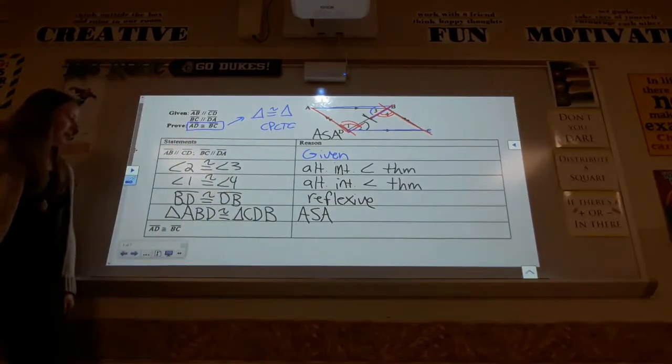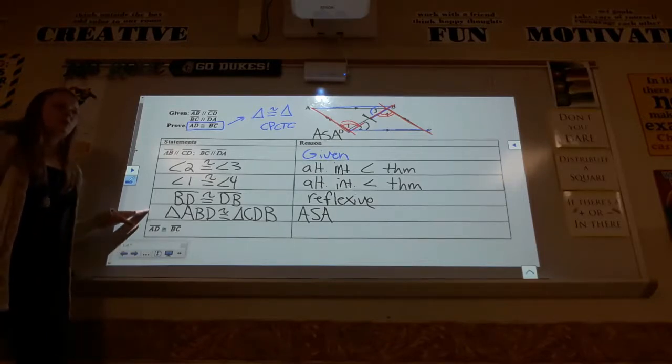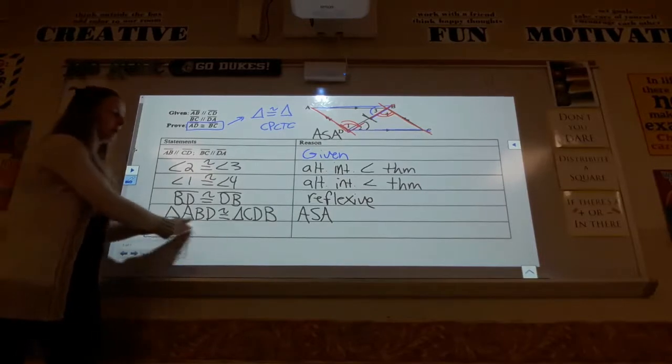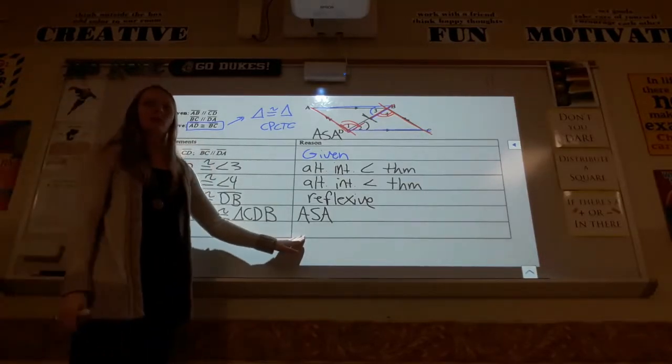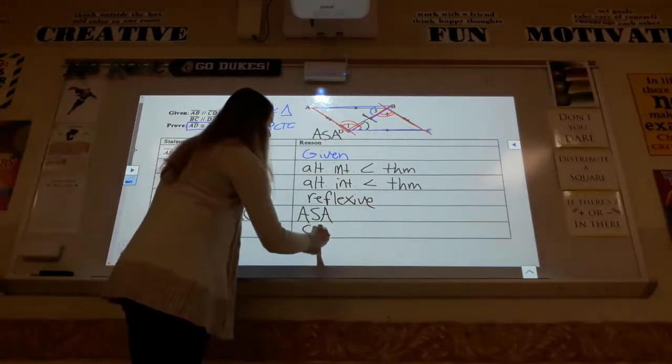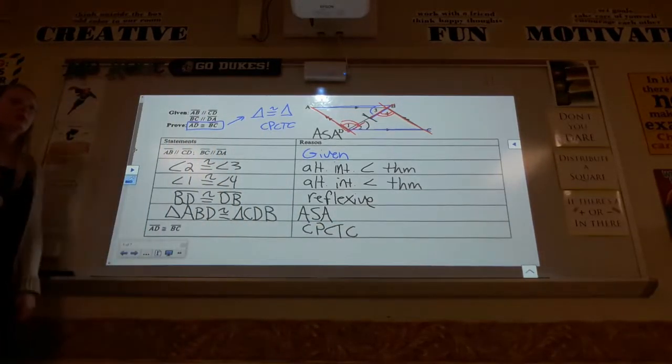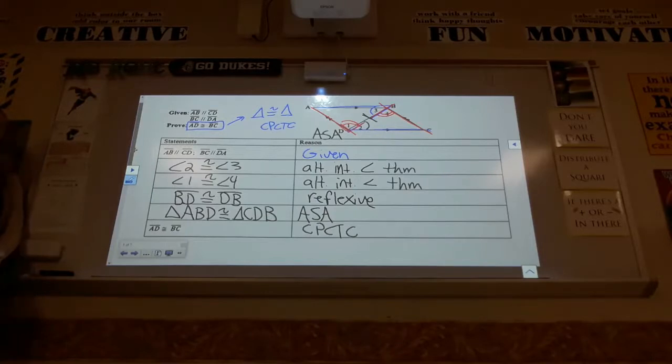Right? Now, this is to prove that the triangles are congruent. If you want to do your small picture proof where you're zooming in on these 2 segments right here, what would your reason be? CPCTC. Corresponding parts of congruent triangles are congruent. CPCTC.